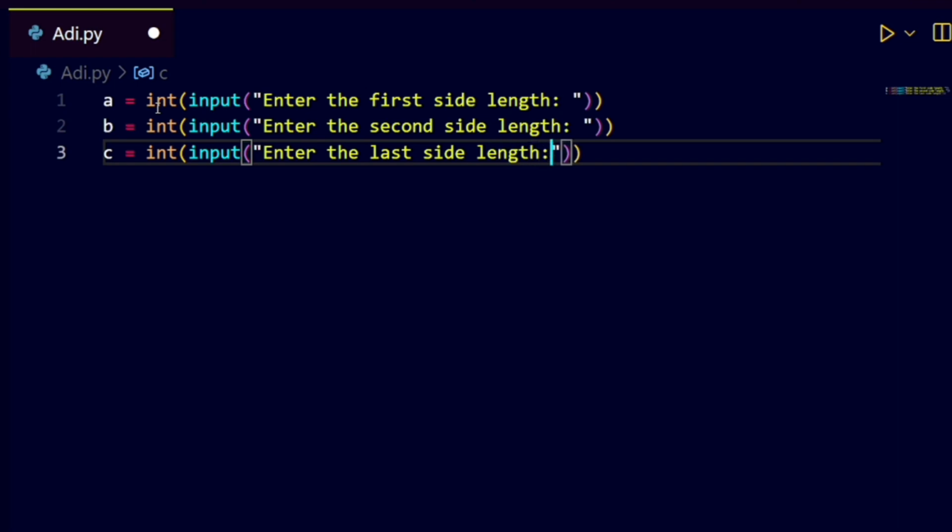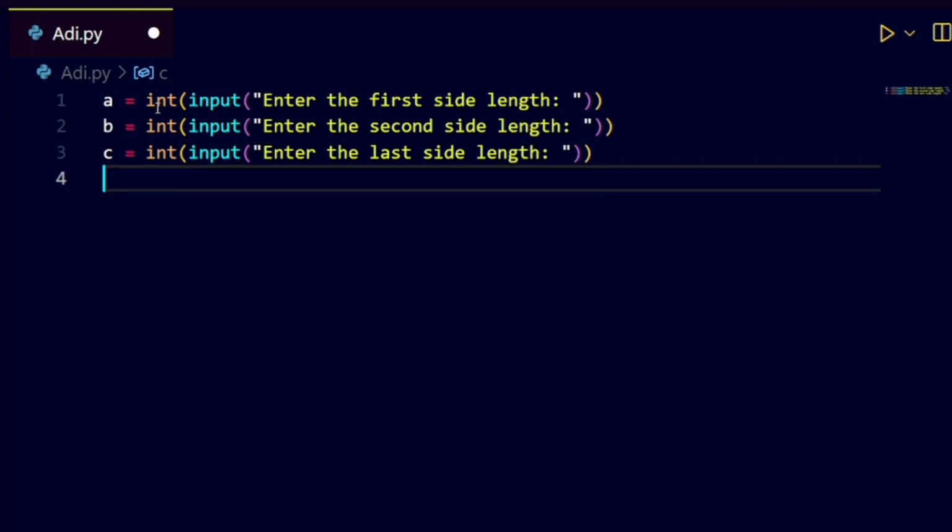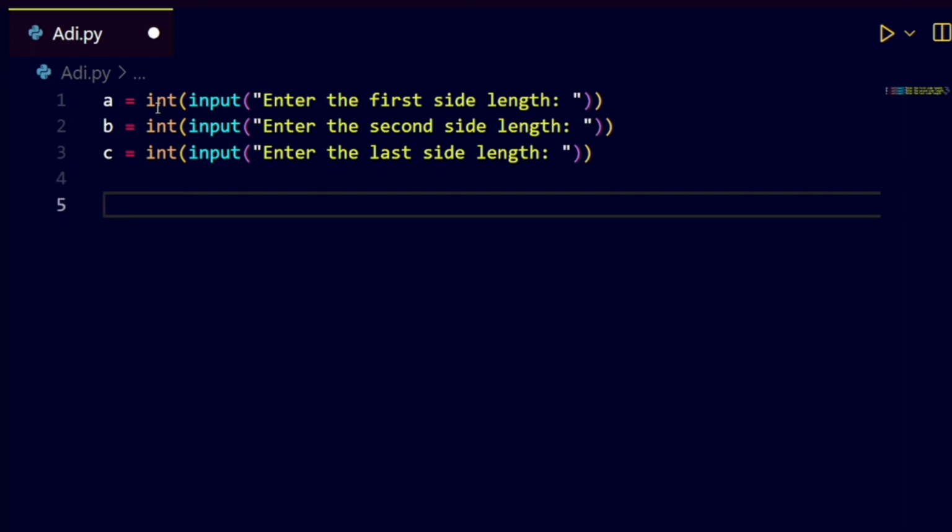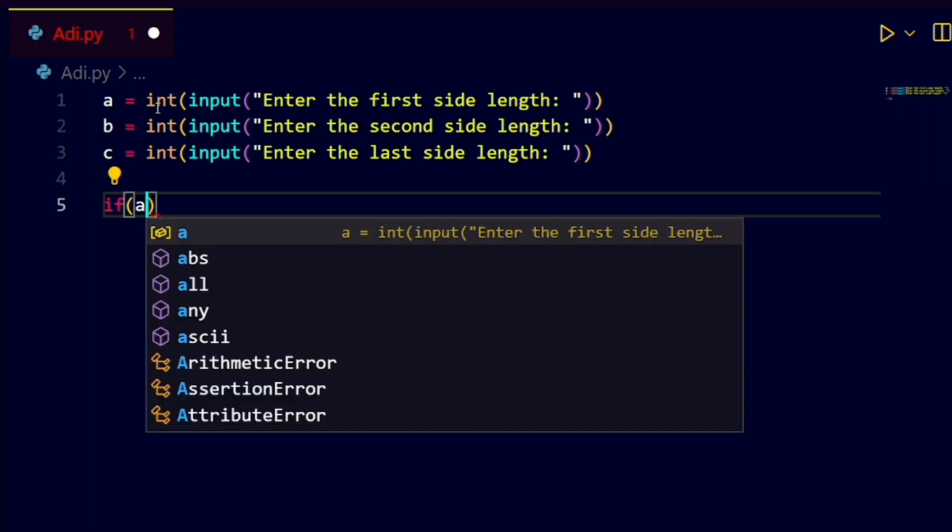So these are the side lengths of the triangle, and based on the side lengths we have to identify whether those are of a triangle or not. So it's pretty easy. We're gonna use an if statement here, or conditional. It's gonna be a little use of mathematics.